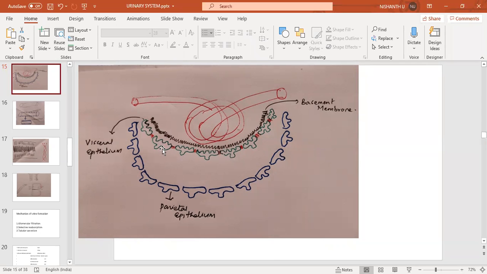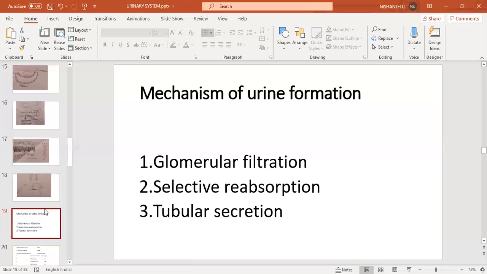Before discussing today, we are going to discuss the mechanism of urine formation. To understand this concept, we have to understand one important thing. The mechanism of urine formation can be discussed under three headings: glomerular filtration, selective reabsorption, and tubular secretion. It's very difficult to discuss each heading individually; practically it becomes difficult.